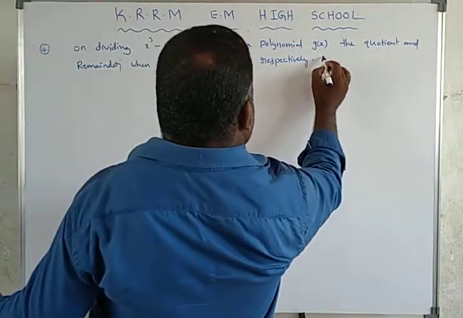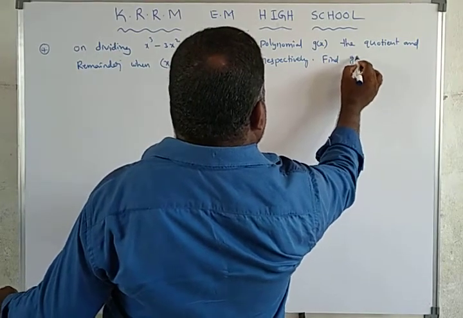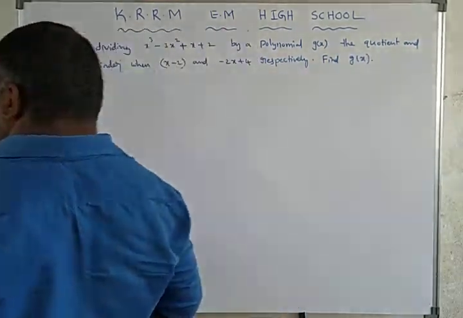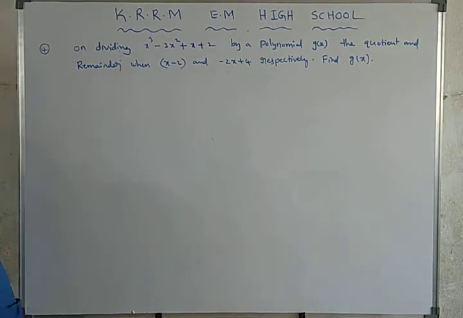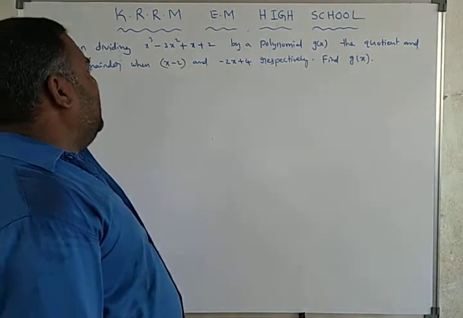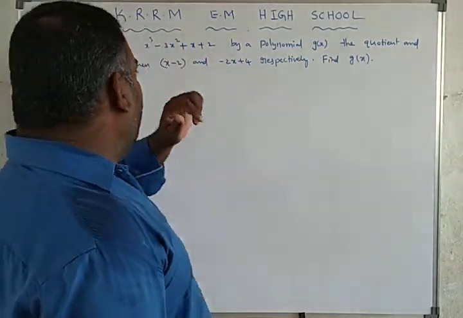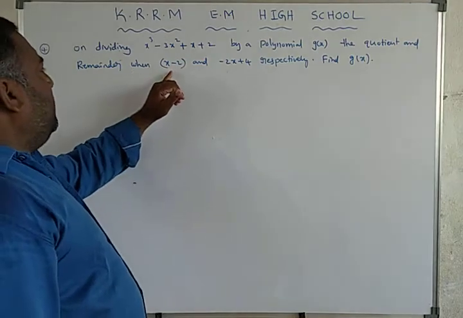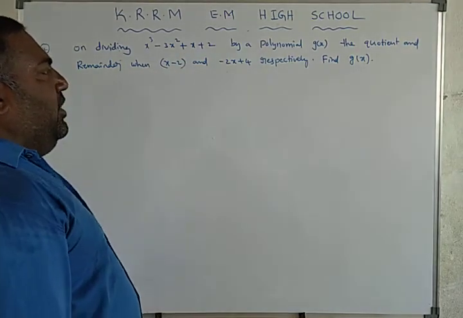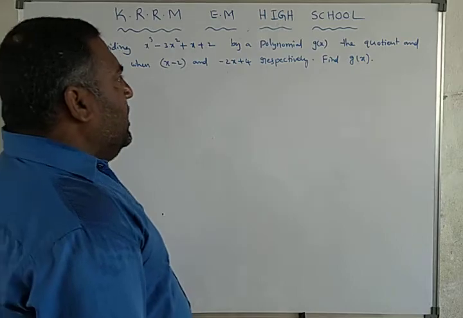Find g of x. The given problem: on dividing x cubed minus 3x square plus x plus 2 by a polynomial g of x, the quotient and remainder are x minus 2 and minus 2x plus 4 respectively. So find g of x.